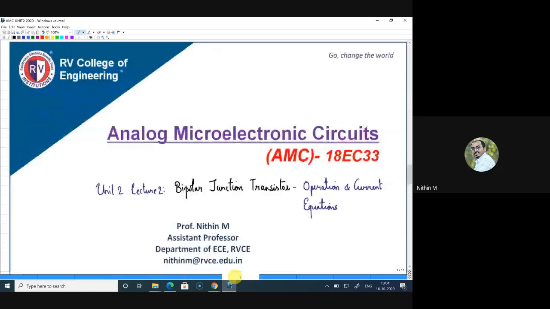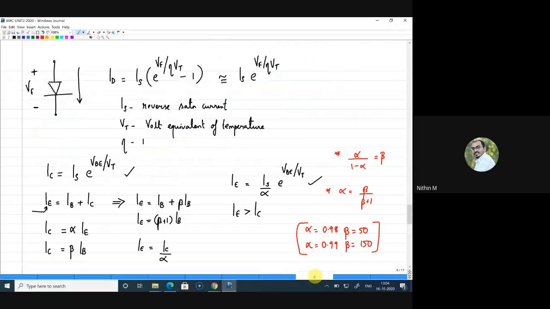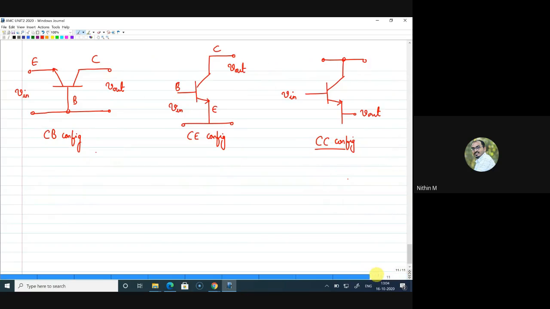Right. So what we discussed today, we started with the structure of BJT. We looked at the operation of BJT in active region, and with that we wrote the current equation by comparing with the diode. We wrote all the current equation relations, and then we looked at the structure and understood that BJT is not a symmetrical device, and we cannot interchange the terminals and the symbol. And then we saw the 3 different configurations, right? So now we will look at two numericals just to have an understanding of the current equations. Let me give this question to you now.